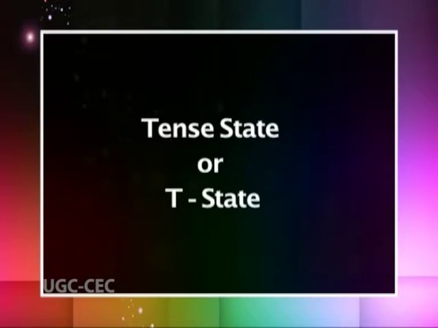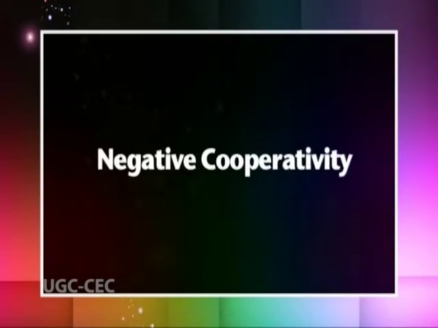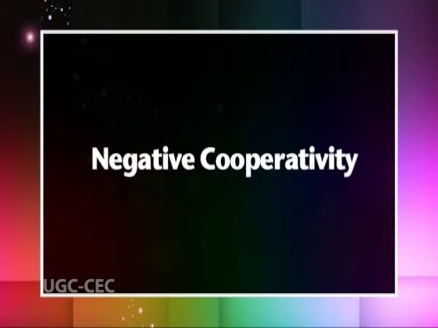When the subunit is not bound to an oxygen, it is considered to be in tense state or T state. When hemoglobin is bound to oxygen, it is called R state or relaxed state. The deoxyhemoglobin or the T state has low affinity for oxygen. When one molecule binds to a single heme, the oxygen affinity increases, which allows the incoming molecules to bind more easily. Now let's talk about negative cooperativity.